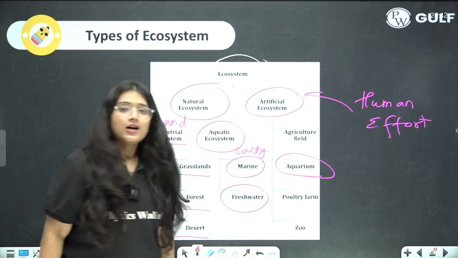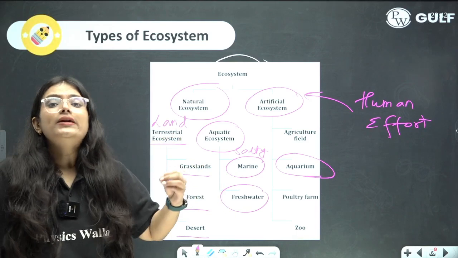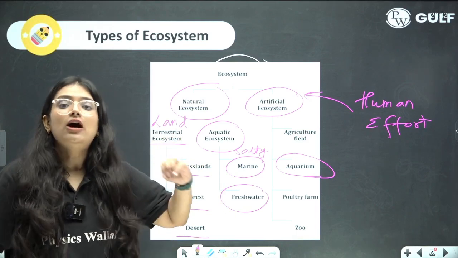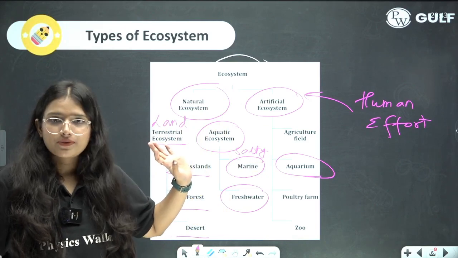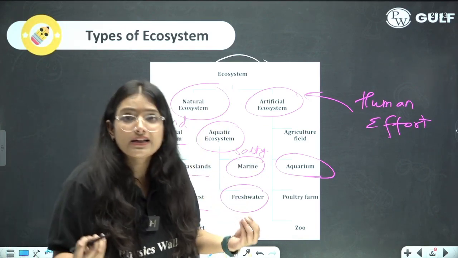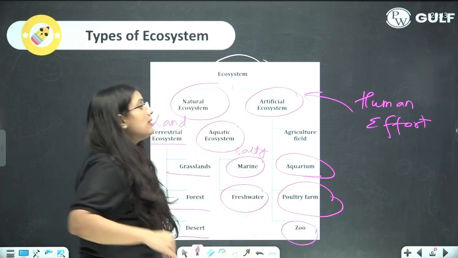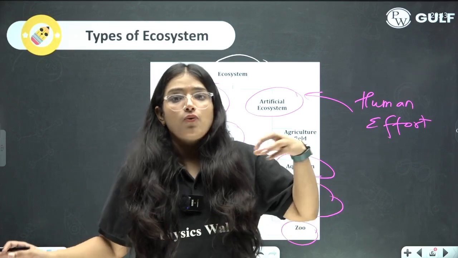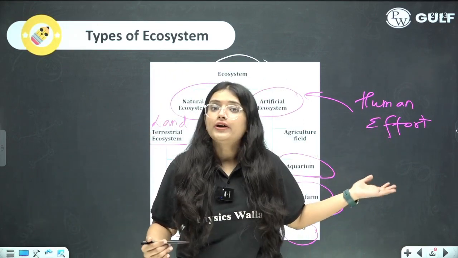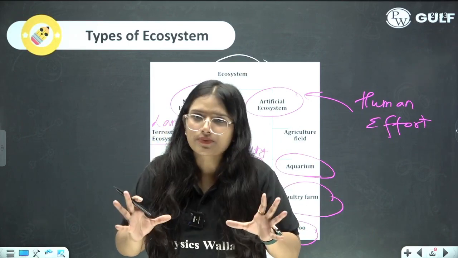Aquarium. You remember, an aquarium means that you have water and in that you deliberately, with human effort, put some fishes. You have collected those fishes and put them in that water body. Of course, it is artificial. Now, poultry farms and zoos, all of them are artificial ecosystems. And in these geographical areas, with some human effort or not such human effort, we can see the ecosystems.